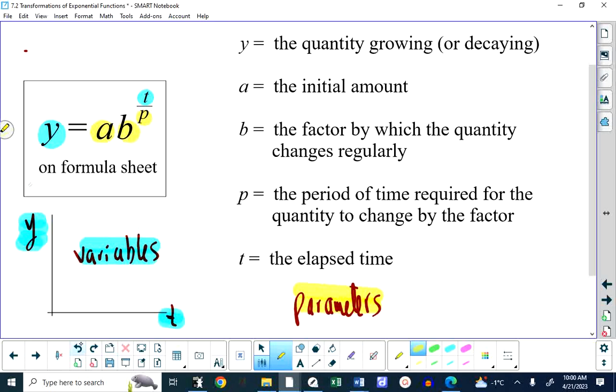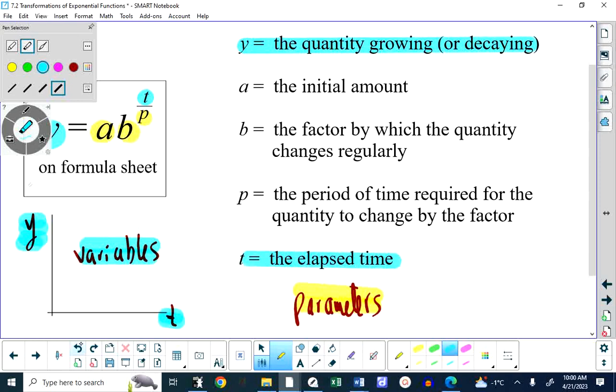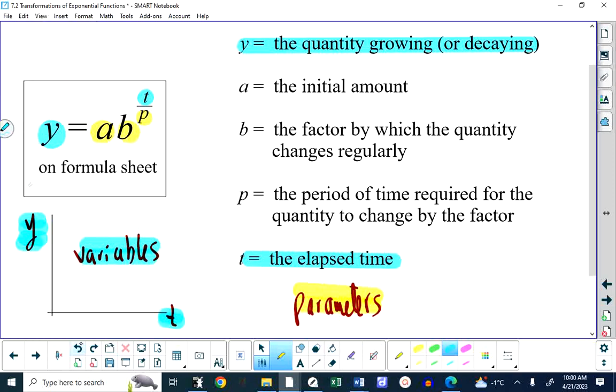So if you talk about the variables first, and I know I can easily over-highlight stuff here, but the variables are clearly what's on the graph. T is the time that's gone by. Y is the amount of stuff you have. The number of mice that are in the barn. The value of the rare magazine. The value of my truck that's depreciating. It's some quantity that's changing.